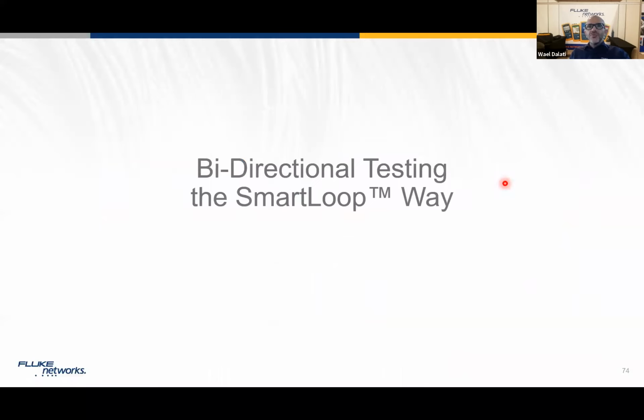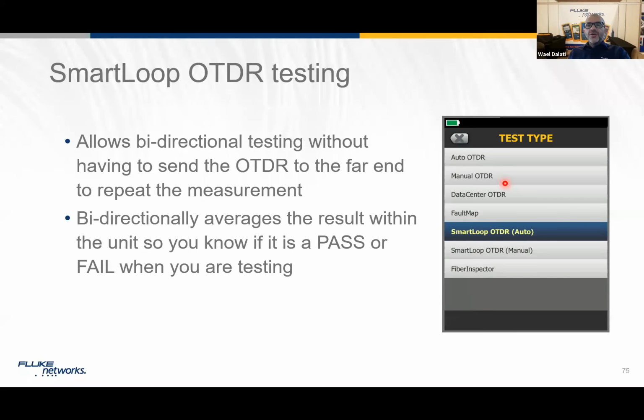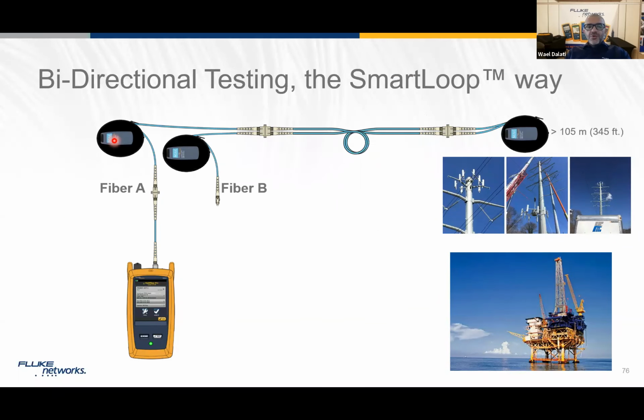For that, Fluke Networks have introduced the specialty Smart Loop, which is our trademark and our invention in the OTDR, to do a bidirectional test without moving the OTDR away from the telecom room that we are in. So it is easy to configure it on the OTDR. You just select Smart Loop OTDR.